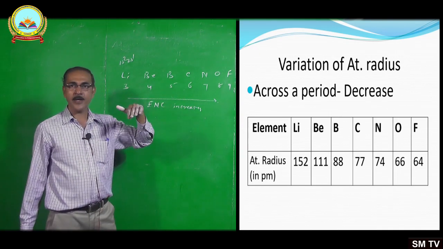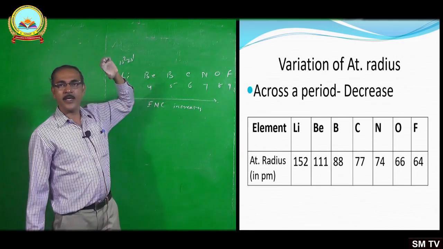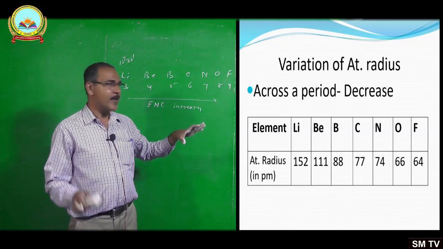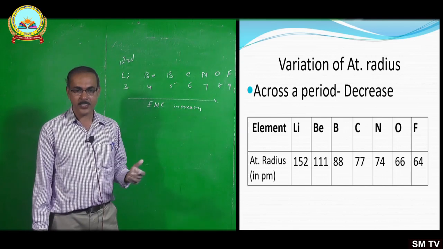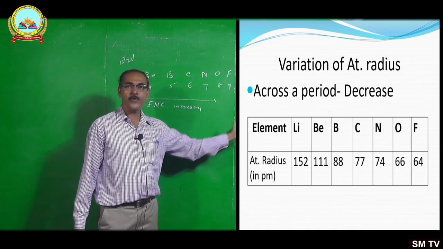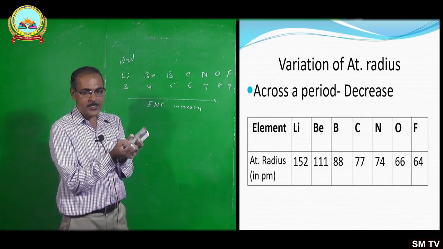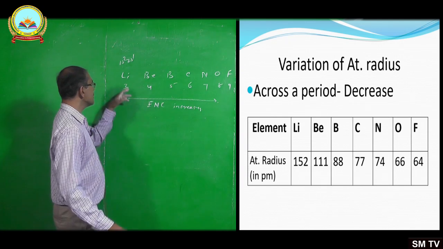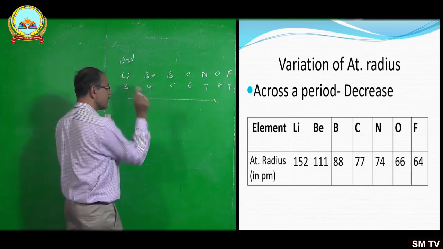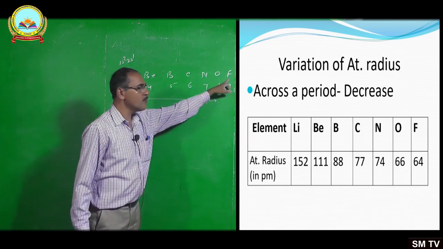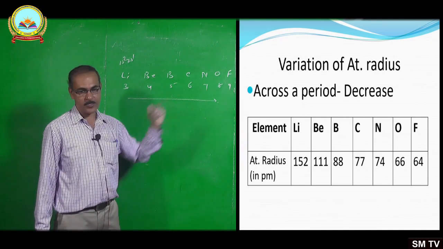So, electrons are added into the same shell, and the inner core is what? 1s. The inner core of electrons remains the same for these elements. That means the shielding effect doesn't change, only the effective nuclear charge increases. Thereby, the electrons are held tightly by the nucleus. You can see the values. So, the atomic radius decreases from lithium to fluorine, because of the increase in the effective nuclear charge.